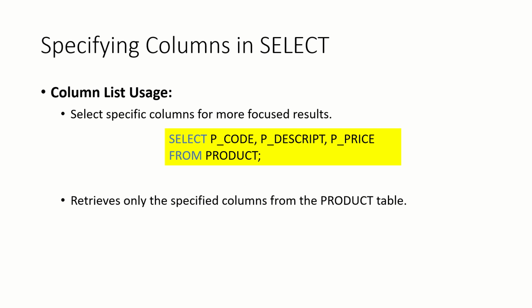Next, as we said, we can specify multiple columns. So this is one example. In the products table, we have multiple columns. We're trying to select three columns, which are product code, product description, and product price. If we use it this way, it will display all the data from the products table, but only from these three columns.